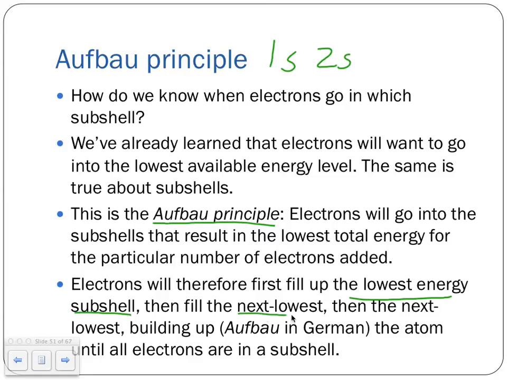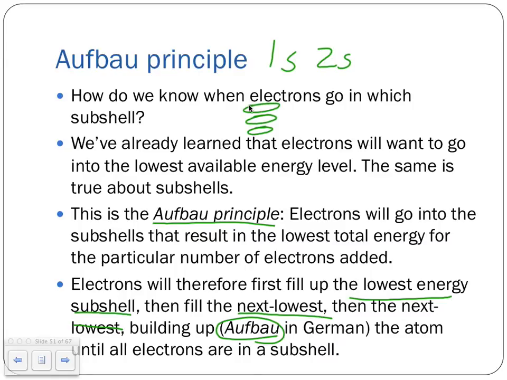Then when that's filled, they'll fill up the next lowest energy subshell. Then when that one's filled, they'll fill up the next lowest energy subshell. They will build up, which is what the word Aufbau means in German. It means to build up or to construct. It'll build up the atom until all the electrons are in the subshells. So it fills the lowest energy ones first. When that's filled, it fills up the next lowest energy subshell.